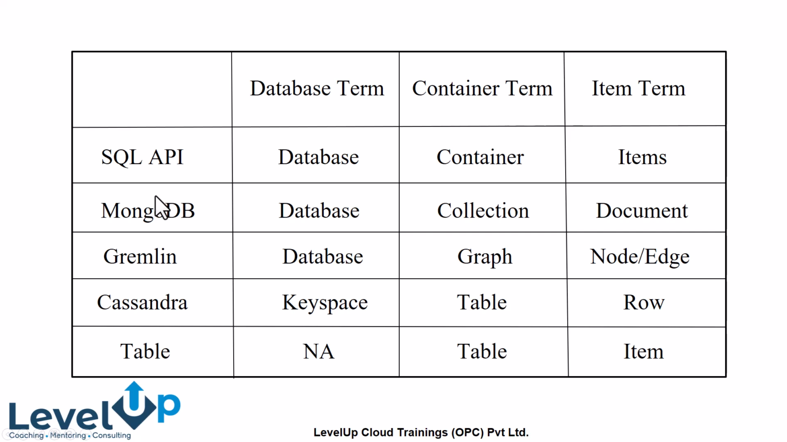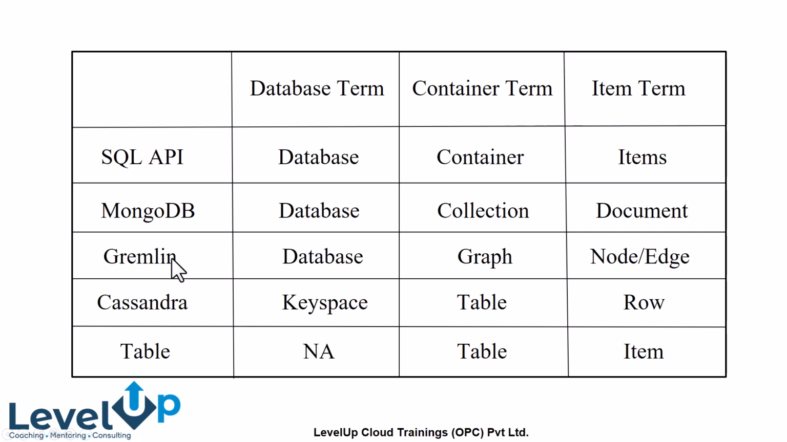Let us say you're choosing a SQL API: the database term will remain database, container is container, and item is item. But if you're choosing a MongoDB API, whatever we call a container is called a collection, and whatever is an item is nothing but a document. You can say it is kind of a JSON document.